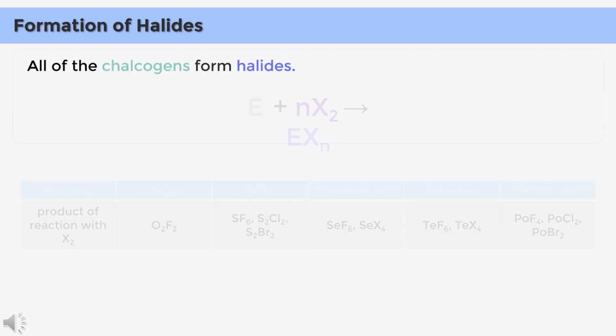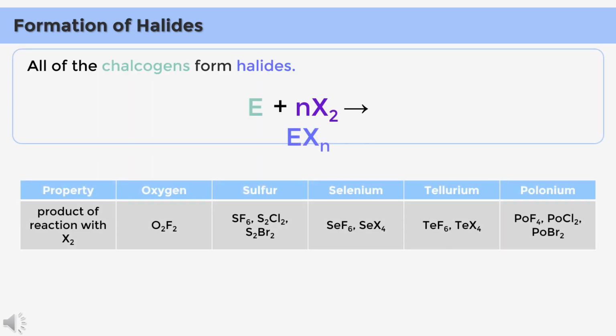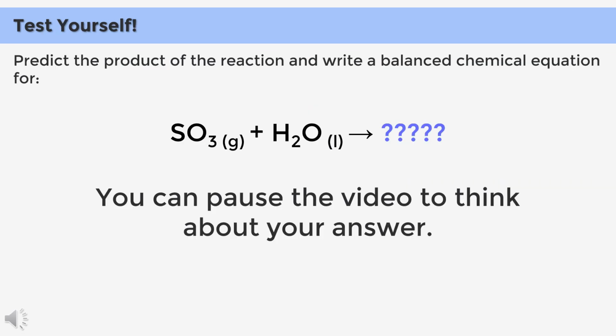All of the chalcogens form halides. Sulfur and chlorine can directly combine upon heating to form a halide. For other combinations, a redox reaction takes place. For the test yourself part, you can pause the video to think about your answer.